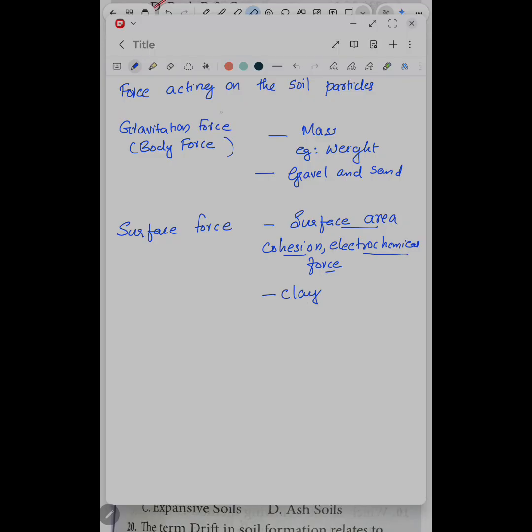Next is gravitation force or body force. It is directly proportional to the mass. Example is weight and it is predominantly seen in gravel and sand. So these are the forces acting on the soil particles. This is important: gravitation force is proportional to mass and surface force is proportional to surface area.